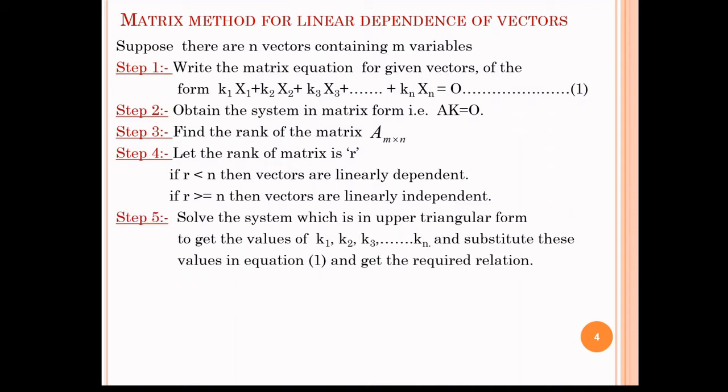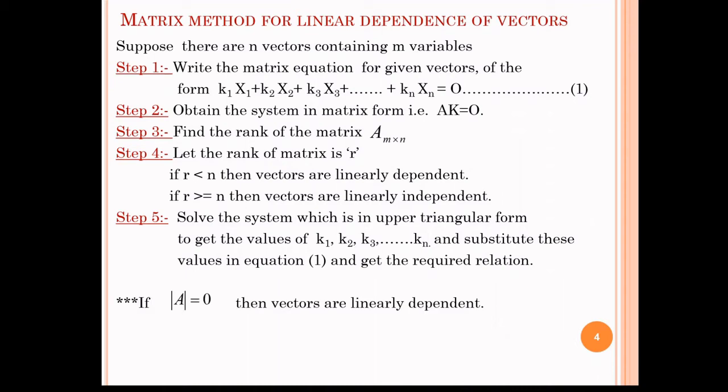Then we solve the system which is in upper triangular form, because while finding the rank we convert the given matrix into upper triangular form, and we use that upper triangular form to get the values of k1, k2, k3, kn. Substituting these values in equation 1, we get the required relation.